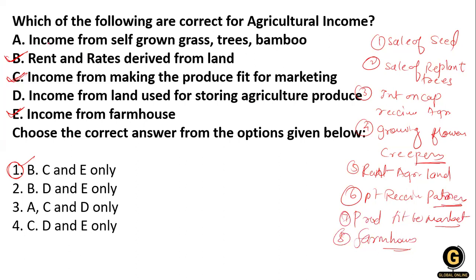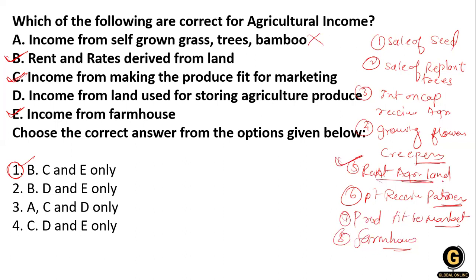Now, income from self-growing grass, trees and bamboo: it is self-growing, we are not making any effort, we are not cropping and we are not doing any kind of agriculture activity here. They are self-growing grass and trees, so this is not agriculture income, ma'am. Now B, the rent and revenue derived from the land.